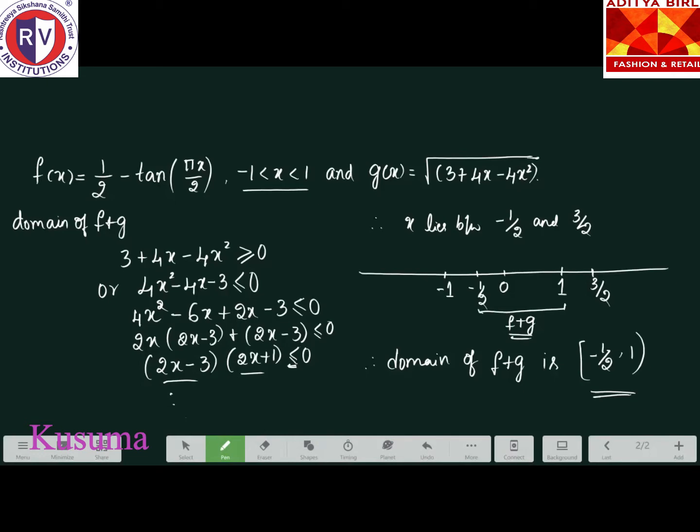Let's see the next one. If the operation plus is defined by a square plus b square, the addition modulo operation is defined by a square plus b square for all real numbers a and b.